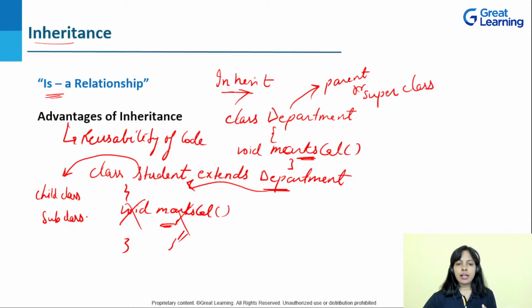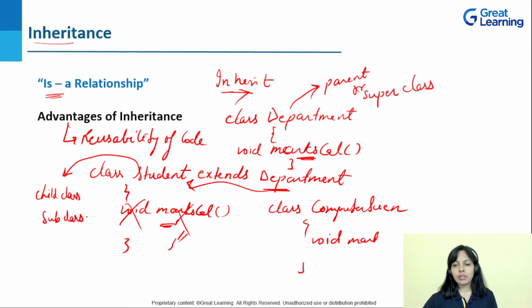In place of class student, if I would have used, maybe like this is department, so if I would have used a computer science class, and then inside this I would have had a void method marks calculate, then it made more sense, right? Computer science is the department. So the point here is that the relationship between child class and parent class should be an is a relationship. Okay, then you have to implement inheritance.